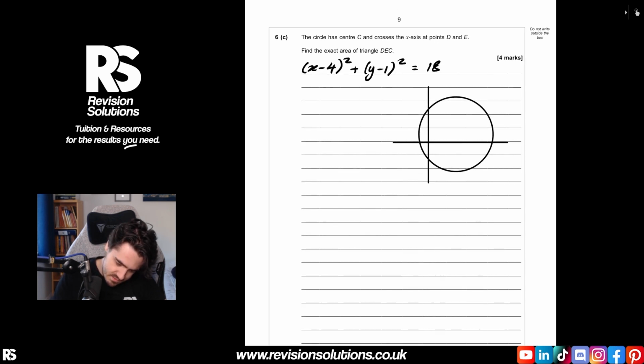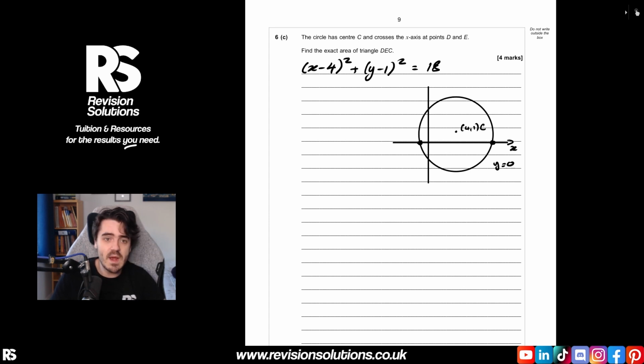And our center is at 4, 1. So let's say that's about here. And the triangle they're recalling, so that's point C, the center, and it crosses the x-axis at points D and E. So that's these 2 points there. So to find those 2 points, that's where, along the x-axis, y equals 0.